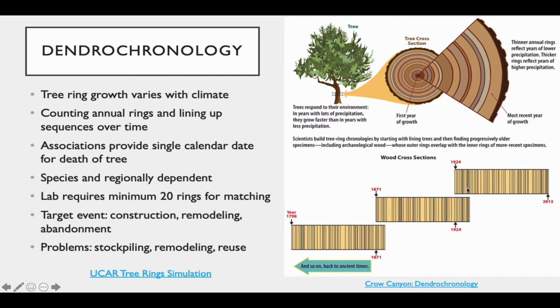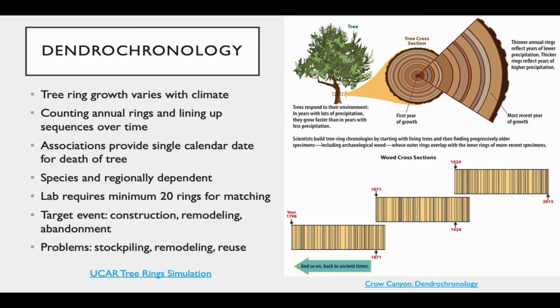What the dating then is giving you is, if you have the bark on the outside, you know for sure that is your outermost layer, then you know the age at which the tree was cut down. Any lab that's going to give you a date based on that requires a minimum of 20 rings in order to match it with the local sequence. What you're then trying to date, the target event itself, is the construction of a building or a feature, any kind of remodeling phase that would have occurred, or the abandonment of the site itself.